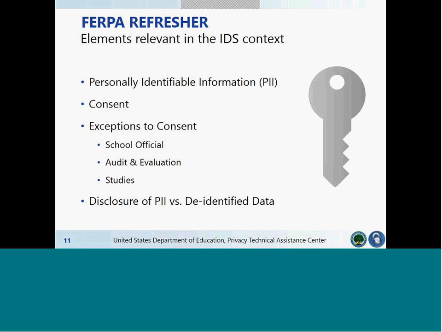The three most relevant exceptions in the context of integrated data systems are disclosure to other school officials, both within and outside the school, disclosures for audits and evaluations, and disclosures for certain types of studies. And we'll go through these exceptions in a little more detail later on in this presentation. Lastly, it's important to remember that there's a distinction under FERPA between disclosure of PII and disclosure of de-identified data. Properly de-identified data can be disclosed without a FERPA exception and without consent, as long as you have gone through the proper steps to make sure that it is in fact de-identified. And we'll talk more about that in a moment.